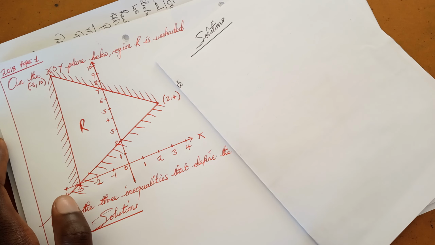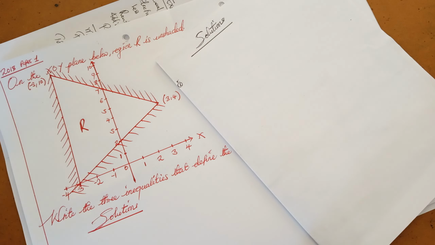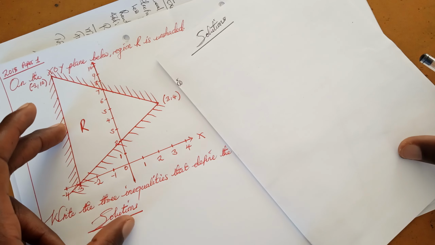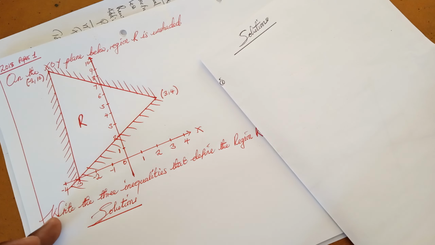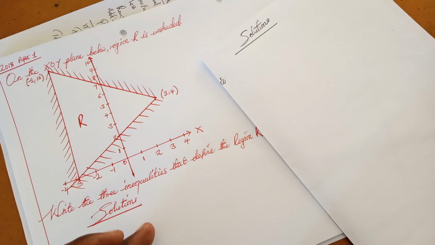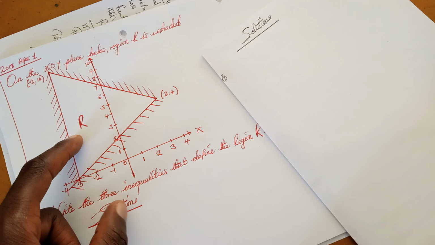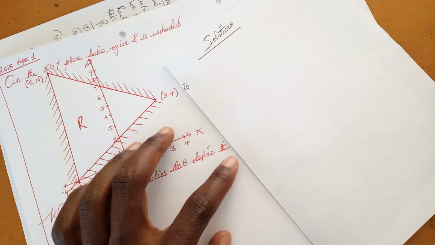So this is paper 1 topic and this question came in 2018. The question says on the x-y plane below, the region R is unshaded, as we can see. It says write the three inequalities that define the region R. So let us go straight into answering.